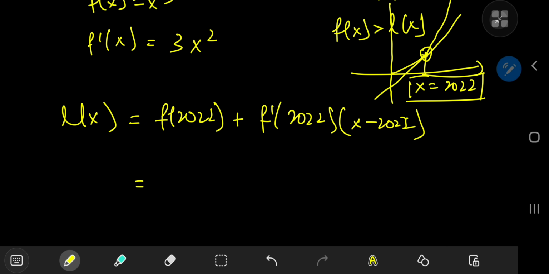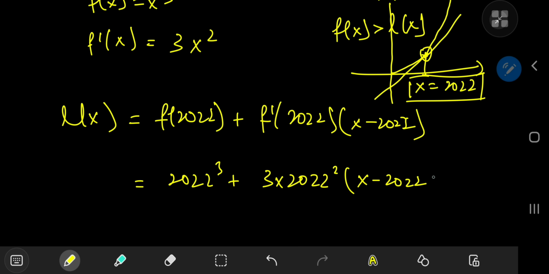So f of 2022 would be 2022 cubed, plus f prime would be 3 times 2022 squared, times x minus 2022. So that's the linearization, and because the function f of x is greater than or equal to the linearization, we're just going to write this expression in that manner, and f of x was in fact x cubed. So now for some magic.